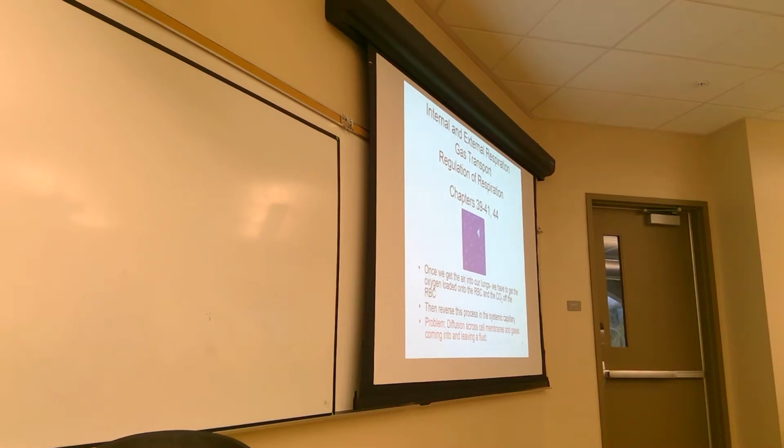This lecture is all about external and internal gas exchange. If I talk about external gas exchange, this is occurring between the lungs and the blood. The air came from externally, the CO2 is leaving to go externally. That's external respiration. Internal respiration is gas exchange between the blood and the cells of a tissue bed.